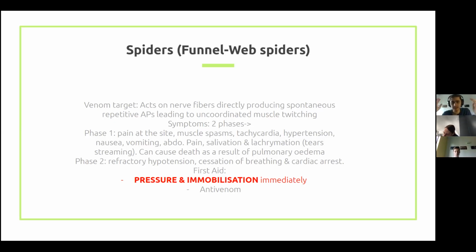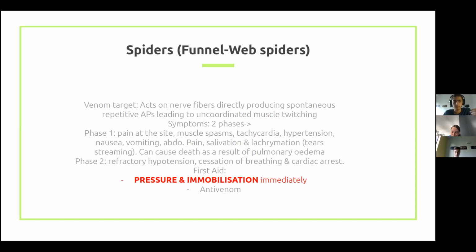There are two phases in terms of the symptoms. The first phase is more the acute phase, and the second phase is more the prolonged effects. So in the first phase you're getting pain at the site, muscle spasms, tachycardia, hypertension, nausea, vomiting, abdominal pain, excess salivation, and then lacrimation, which is excessive amounts of tears, which is abnormal. Unfortunately, this can cause death, because of pulmonary edema, where a lot of fluid accumulates in the lungs, making it hard to breathe. That can also happen in phase one.